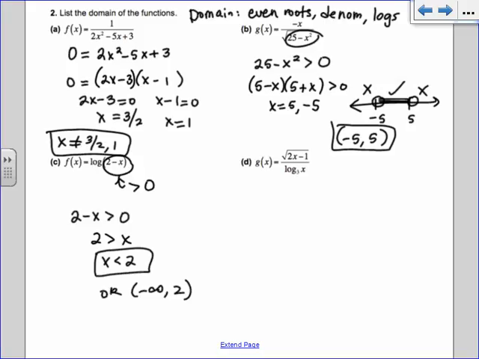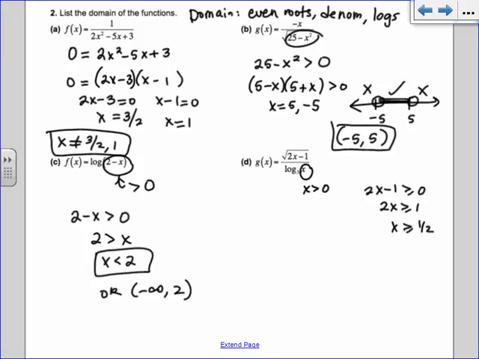All right, and then part D has both a square root and a logarithm. So we know from the logarithm part that x has to be greater than 0, and we know from the square root part that 2x minus 1 has to be greater than or equal to 0. So we get 2x is greater than or equal to 1, so x is greater than or equal to 1/2.